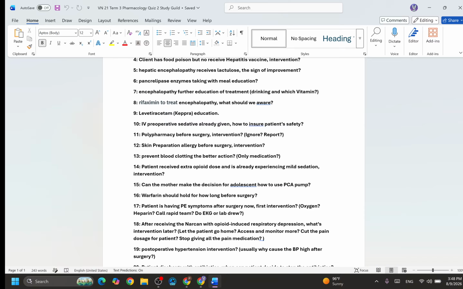All right, 15. Can the mother make a decision for the adolescent on how to use a PCA pump? All right, so we know the adolescents or kids are minors, so they do have some kind of custody, or the parents have the power of attorney and make decisions for them, right? But do you think it applies to a medical decision? So the parent is always making decisions for them. Do you think that these kids have a right to make their own decision?